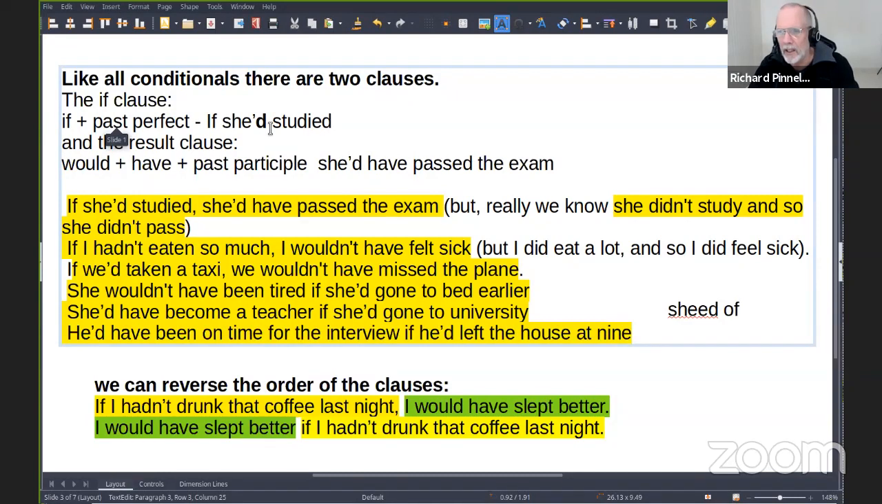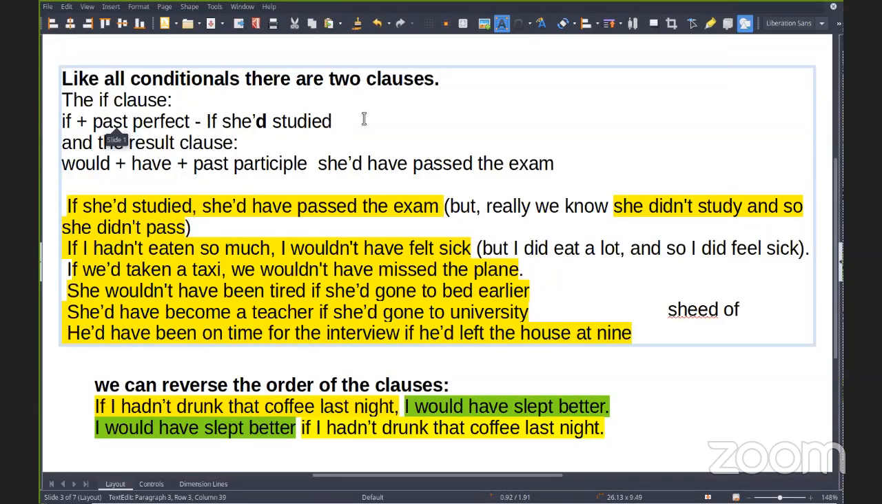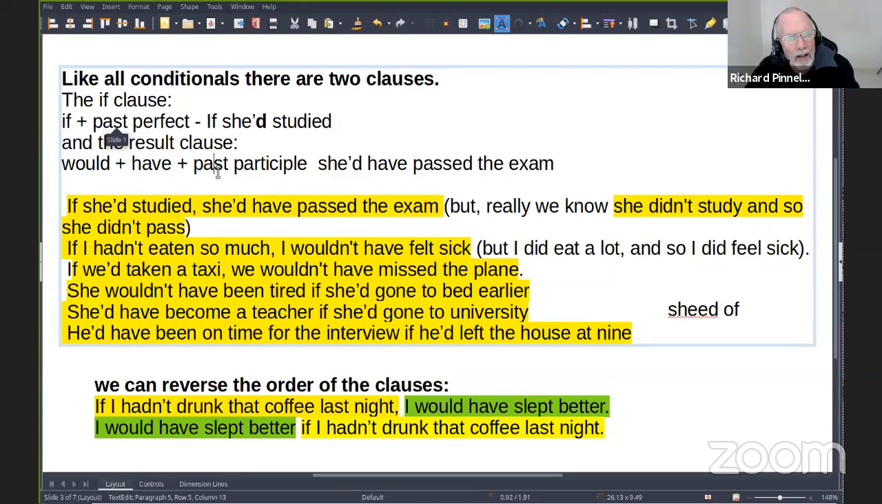If she'd studied. I think if you're a Spanish speaker, and most people here are Spanish speakers, that would be si hubiera estudiado, creo, or si había estudiado. I'm not sure actually, because my Spanish is not at that level. If she'd studied, and the result clause we need to use would plus have plus past participle.